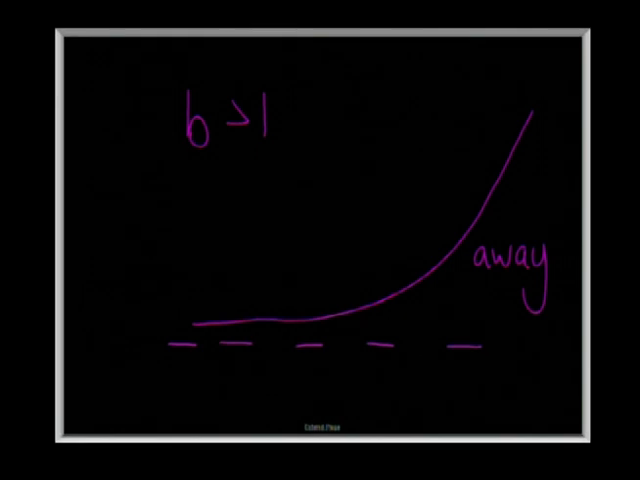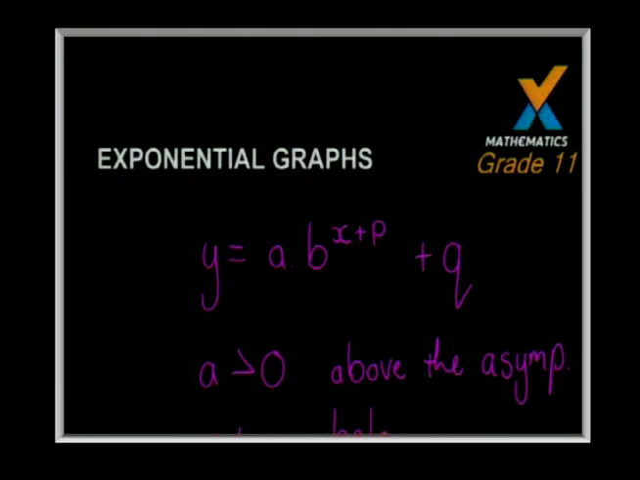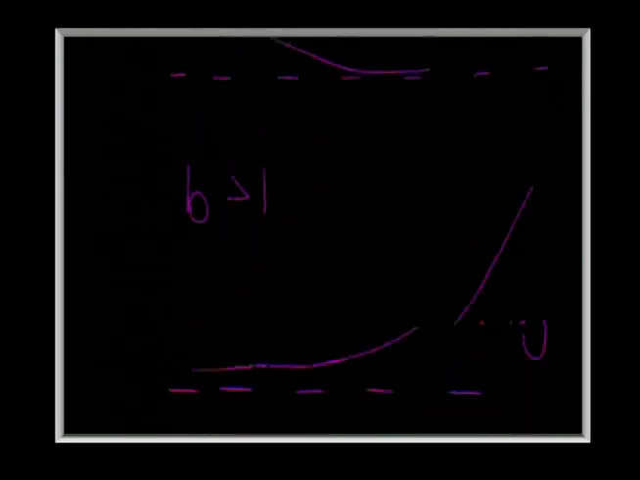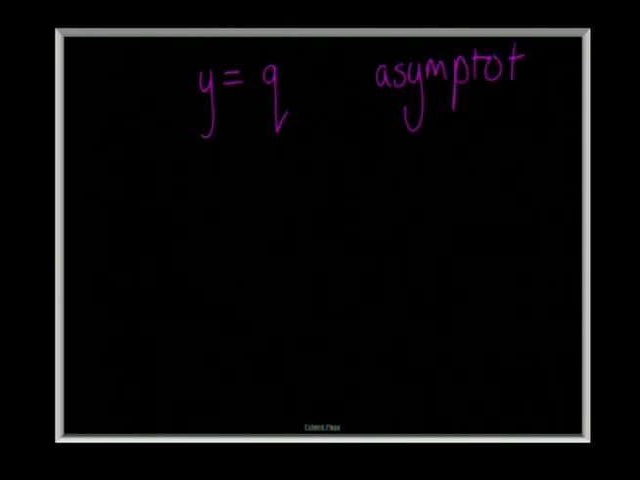Now Q, let's go up. Q represents your asymptote. So if you wanted to write the equation of the asymptote, you would say y is equal to Q. And that would be it, asymptote. Your p-value is there just to move it left and right.